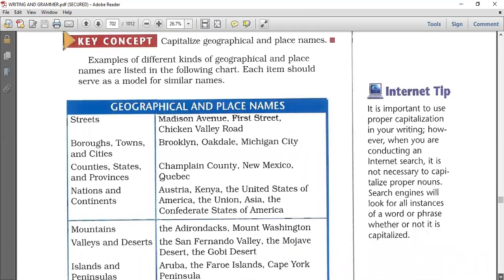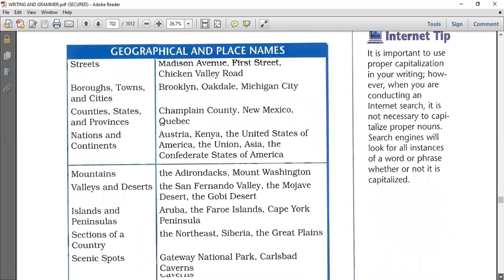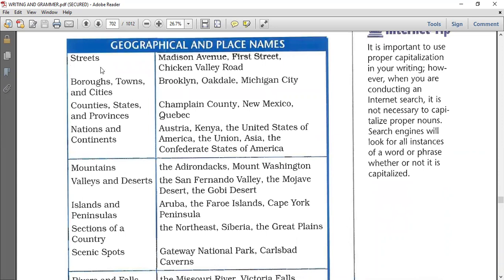And for example, names of streets, as you can see in the list. We have a big list here. Streets like Kesra Street, Gomhuriya Street, and the S, if we have the word street, it must be capitalized. If we have the word avenue, if we have the word road, remember. Boroughs, towns, boroughs, a borough is a small village, towns and cities, Brooklyn, Oakdale, Michigan City, and so on.